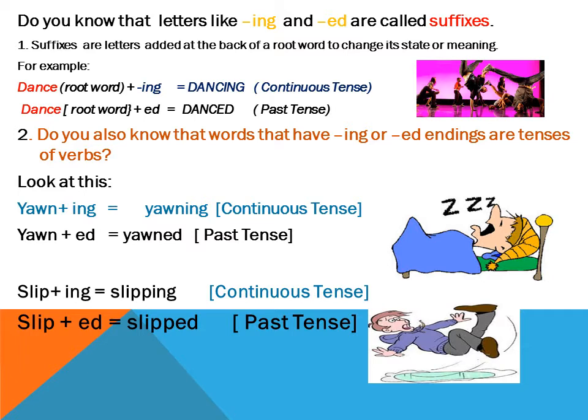Do you also know that words that have ing or ed ending are tenses of verbs? Look at this. Yearn plus ing, yearning, is a continuous tense. Yearn plus ed, yearned, is a past tense. Sleep plus ing, sleeping, is a continuous tense. Slip plus ed, slipped, is a past tense.